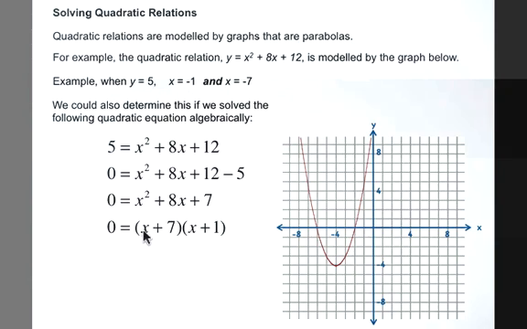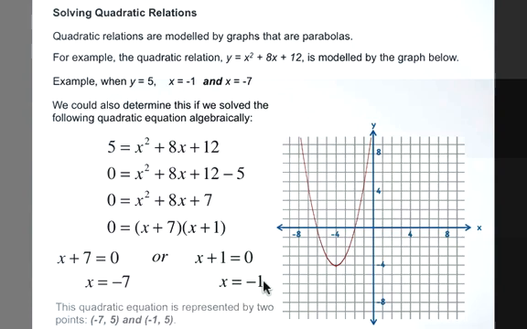0 equals (x plus 7)(x plus 1). We factor this trinomial above. So, for this to equal 0, x plus 7 is 0, or x plus 1 is 0. So on this side, x is equal to negative 7, and on this side, x is equal to negative 1. So this quadratic equation is represented by 2 points: (negative 7, 5) and (negative 1, 5).